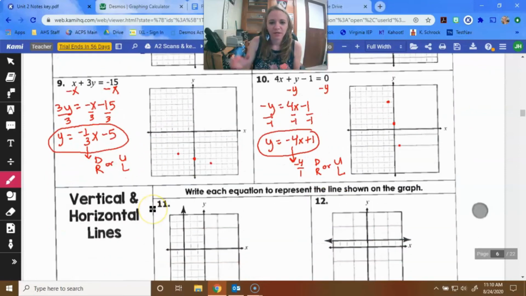And then number 9, I had to rearrange it. I moved x to the other side and then divided everything by 3, giving me this equation. Slope is -1 over 3. I started at -5 for my y-intercept right here, so this was my first dot, and then I made 2 more dots, one going up 1, left 3, and one going down 1, right 3, to get my 3 dots.